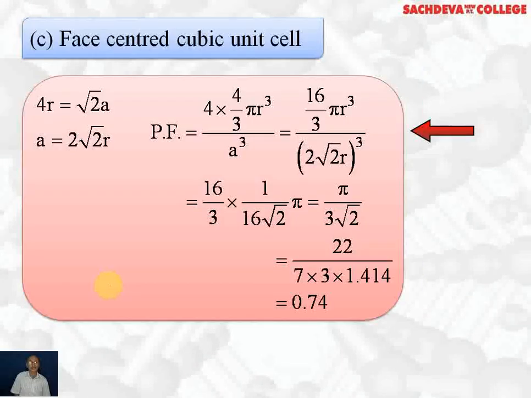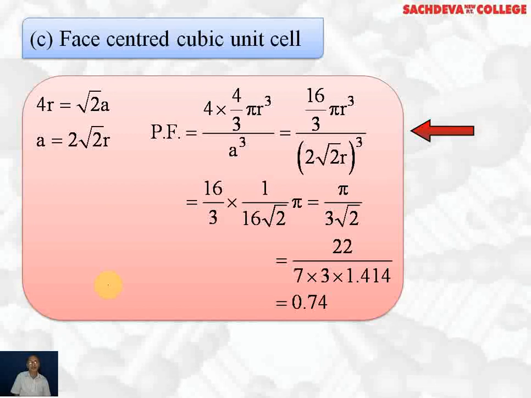Let's take our face-centered cubic unit cell and calculate packing efficiency. 4r is equal to root 2 a. Root 2 a is the face diagonal. On the face, we have one full atom with 2r, and one atom with r, another atom with r. So the total becomes r plus 2r plus r, that is 4r. 4r is equal to root 2 a. a is equal to 2 root 2 r.